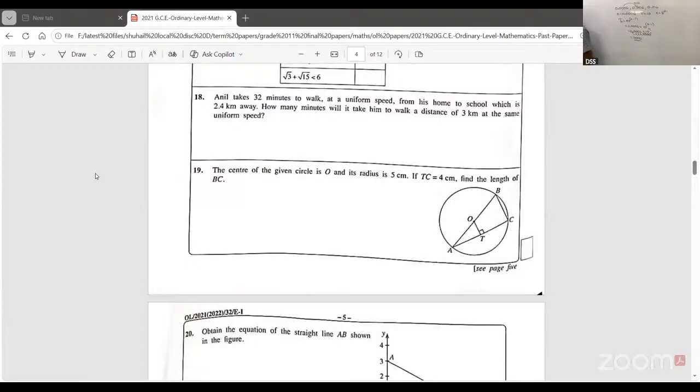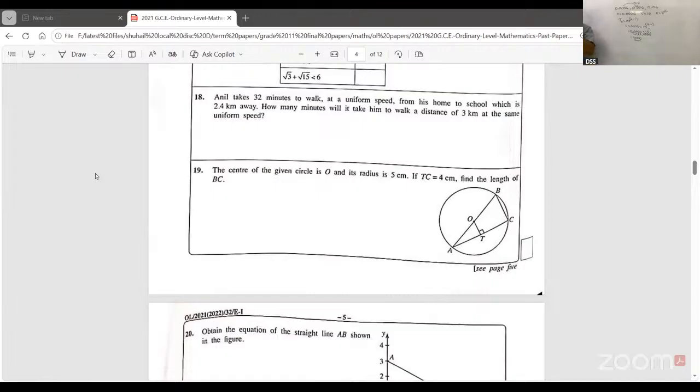Okay. 19th. So everyone, you can download the 2021 O-level paper from the internet. If you just type Maths 2021 O-level paper, anyone can download. All the past papers are available nowadays as a PDF. No need to buy them as books like in those days. It's completely different now.